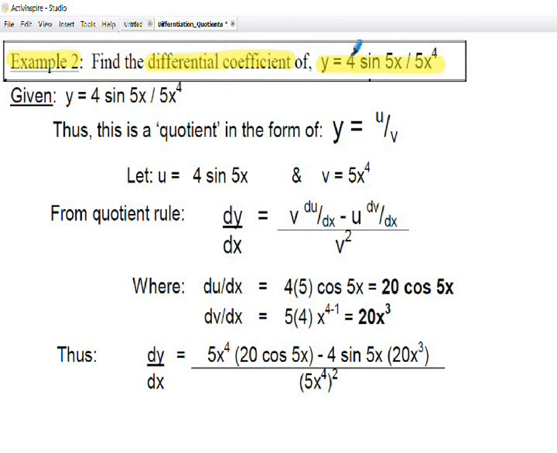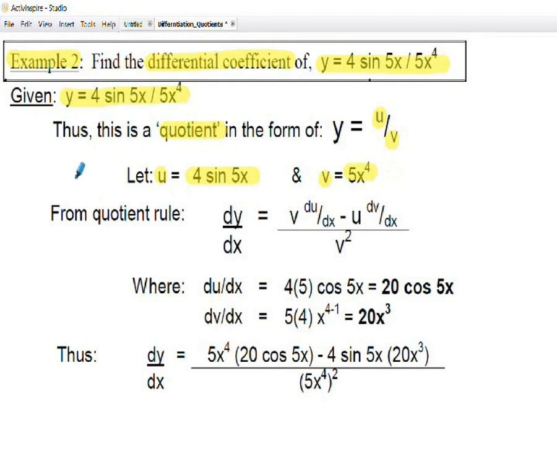Okay, looking at example 2 here, we're asked to find the differential coefficient of y equals 4 times sine 5x divided by 5x to the 4. So we're given our function to differentiate here. It's in the form of a quotient because it's a fraction, it's u divided by v. So in this case we will let u be the numerator, which is 4 sine 5x, and we'll let v be the denominator, which is 5x to the 4.